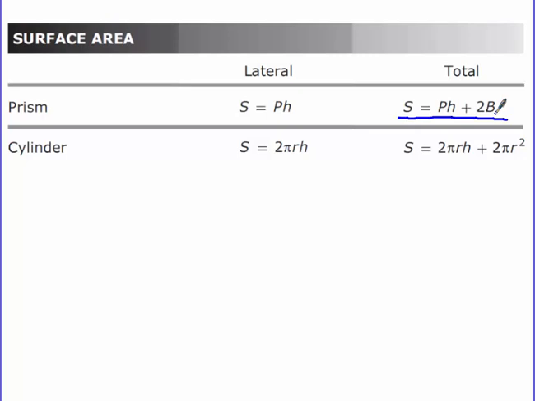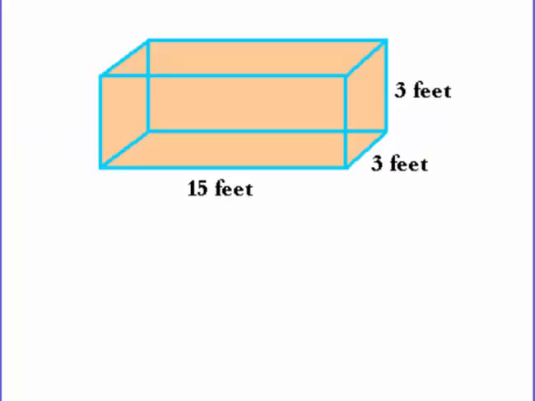Okay, so let's see if we can do one. Here's our first one. This is what we're going to look at in this particular video. Okay, we've got a rectangular prism that has a base that is 15 feet long, 3 feet wide, and it has a height of 3 feet.